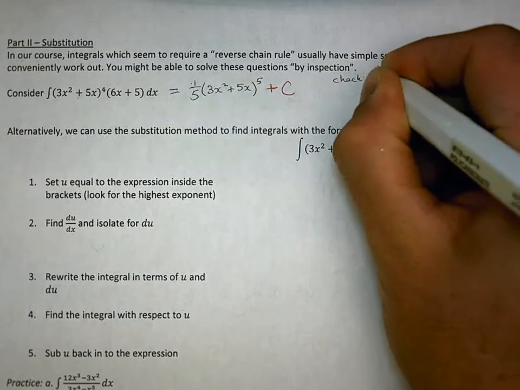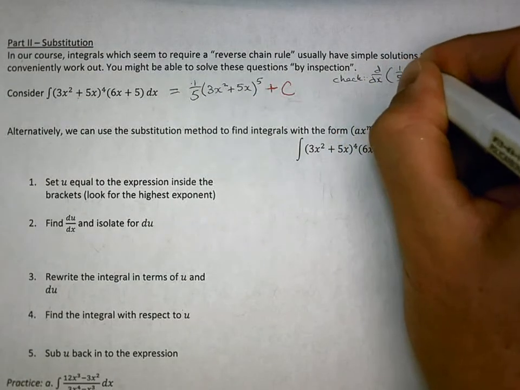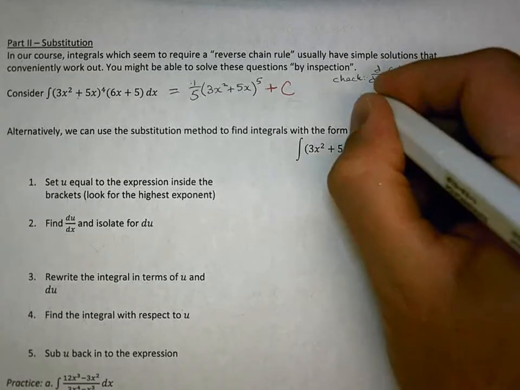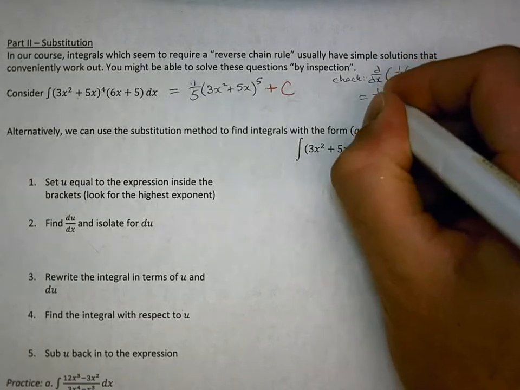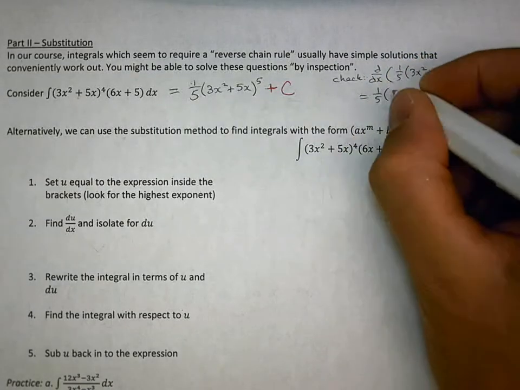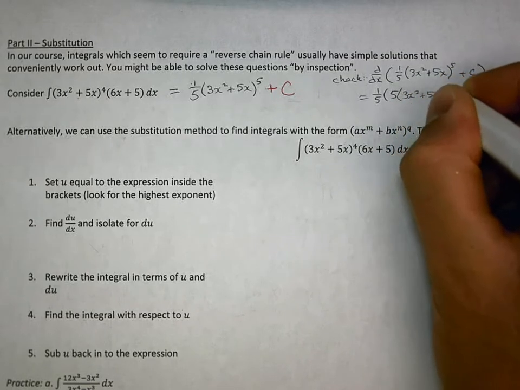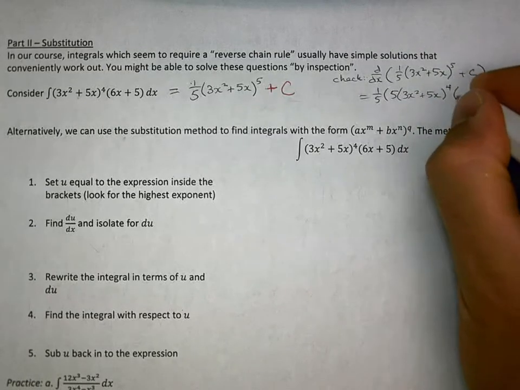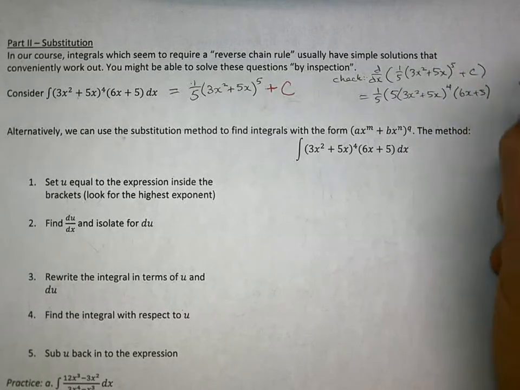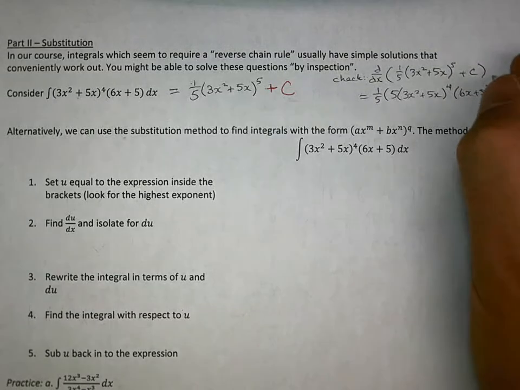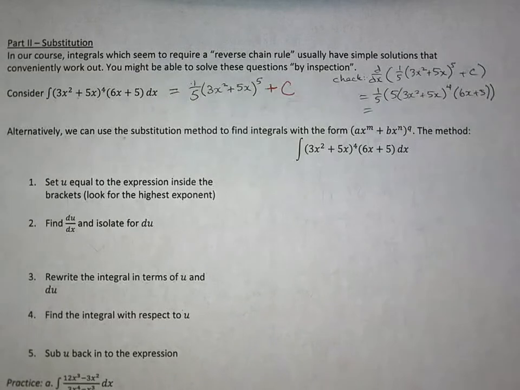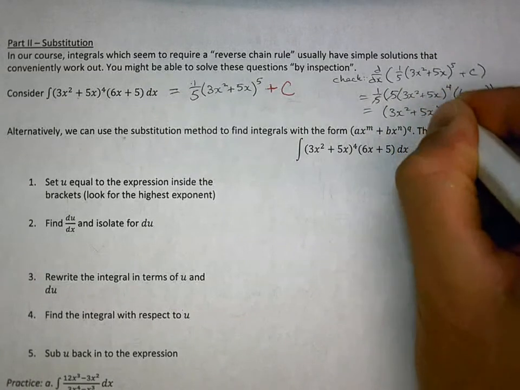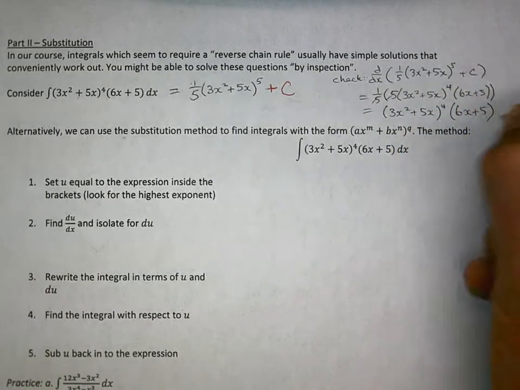Well, the derivative of 1/5 (3x squared plus 5x) to the 5 plus c. So I take the 1/5 out. The derivative of something to the power of 5 is 5 times the something to the power of 4. But then you have to do chain rule, which is the derivative of the inside function, which is 6x plus 5. And so I end up with, okay, these things cancel out. So I end up with (3x squared plus 5x) to the power of 4 times (6x plus 5). Oh, and it works out. Great.